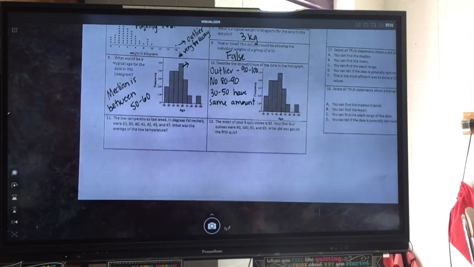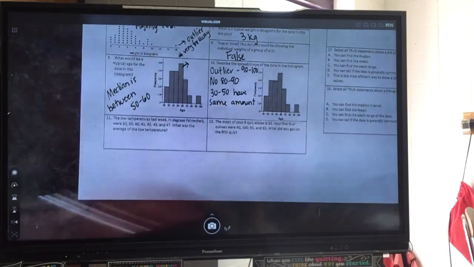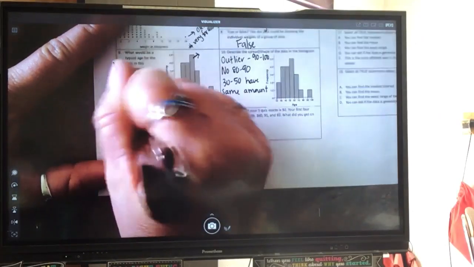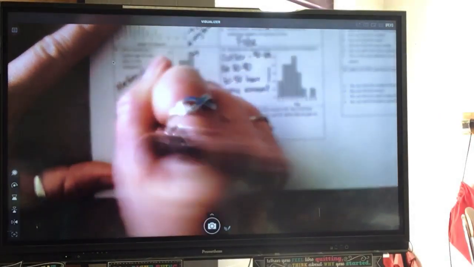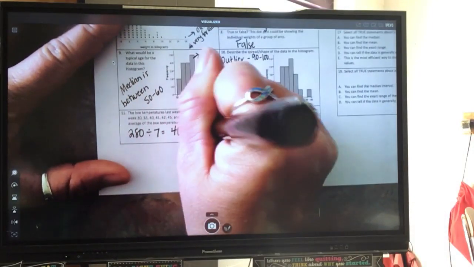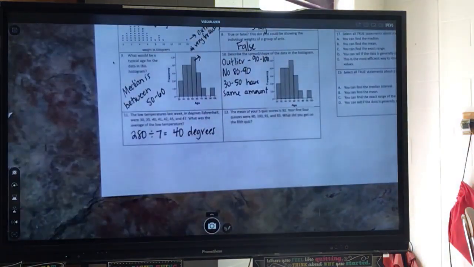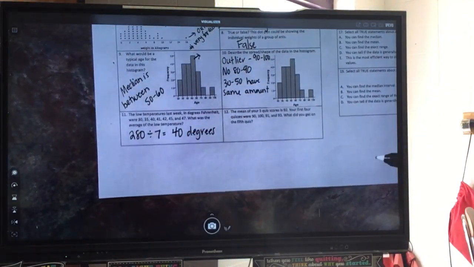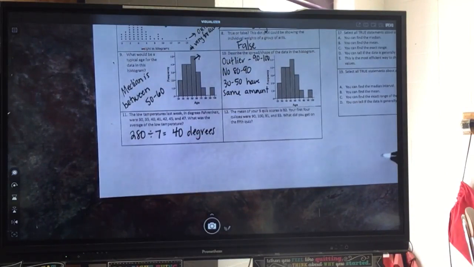Isaac, what did you do to figure this one out? I basically added up all the numbers and divided by 7. Because there's 7 numbers. Okay, so when you added them all up, what was your total? My total was 280, and you divided it by 7, and you ended up with 40 degrees. Thumbs up if you got that right. That's not very many thumbs.